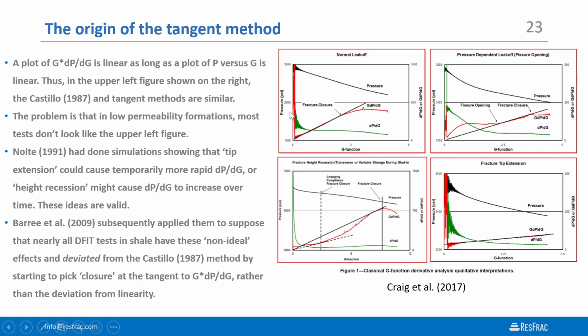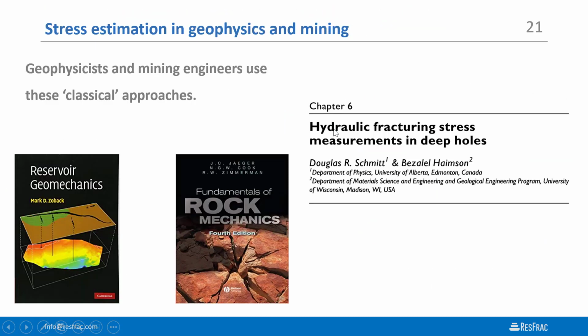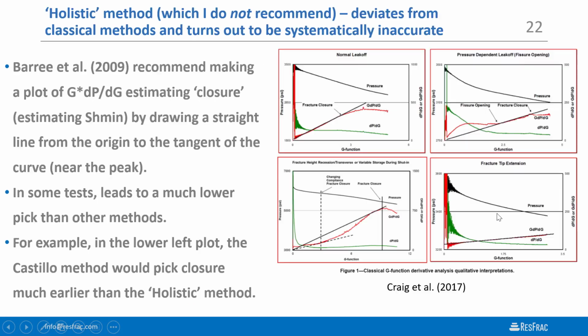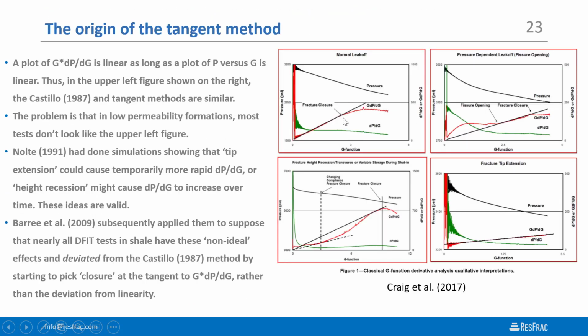If we look at the top left plot here, this plot of pressure versus G time, and here's dP/dG, we can see that at about this point, that's when dP/dG stops being constant. And so actually this is the Castillo closure pick right here. So you can see here Castillo is identifying dP/dG. When dP/dG stops being constant, he picks closure. That is what they're showing here.